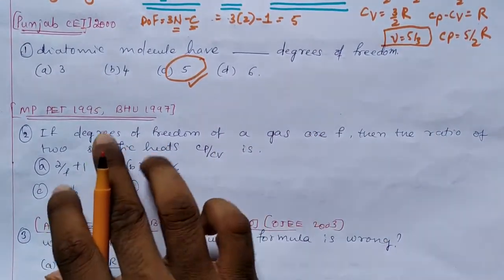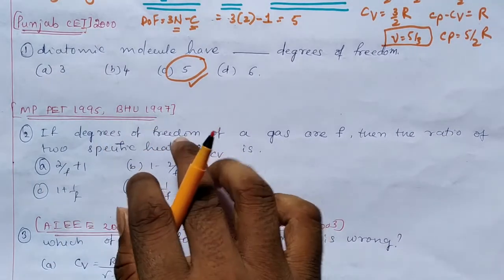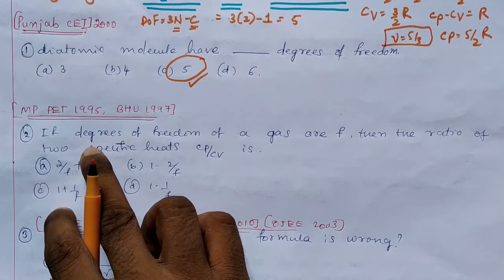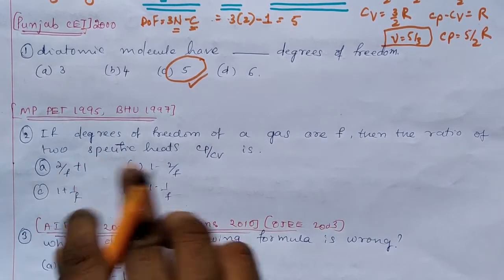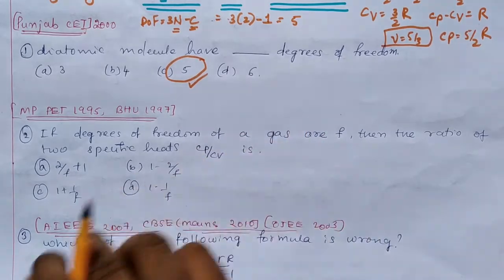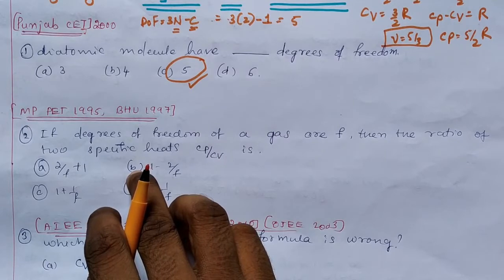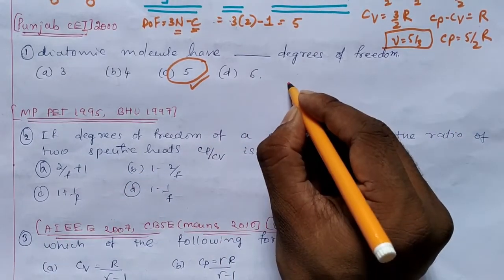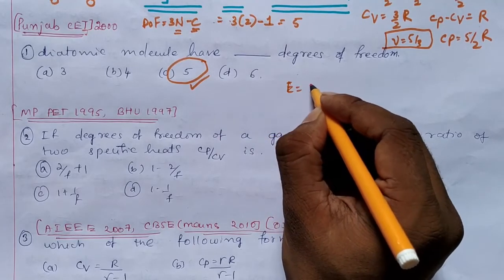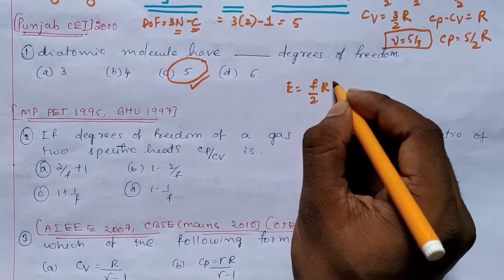Next, another question was asked in MPPET 1995 and BHU 1997. If the degrees of freedom of a gas are F, then the ratio of two specific heats Cp by Cv is? Degrees of freedom for a gas is F. Then total energy is how much? Total energy is F by 2 RT, isn't it?